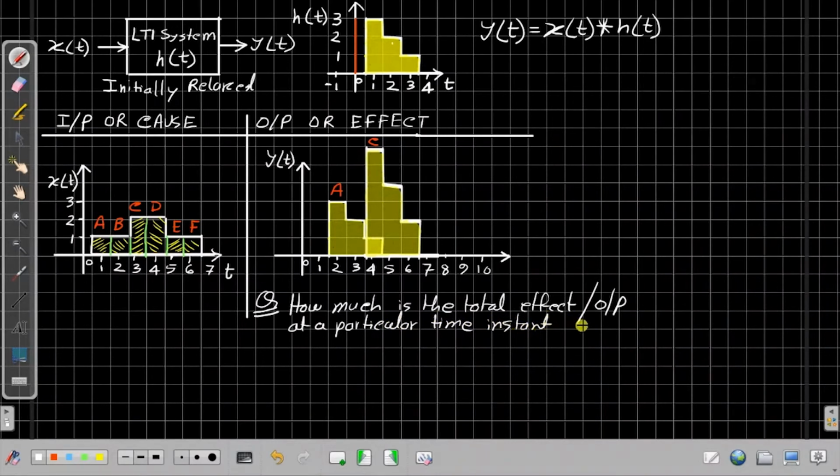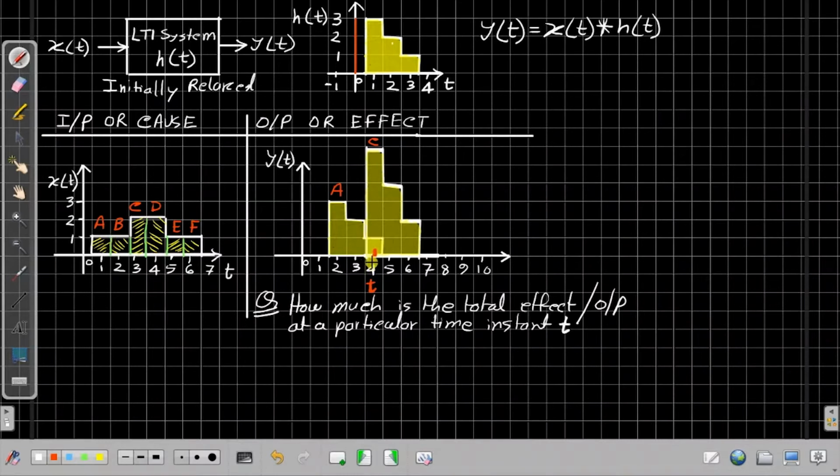Say call it T. Suppose that point of time is here. Suppose this is our T, and we want to know how much is the total output or total effect due to all different slices of the input.